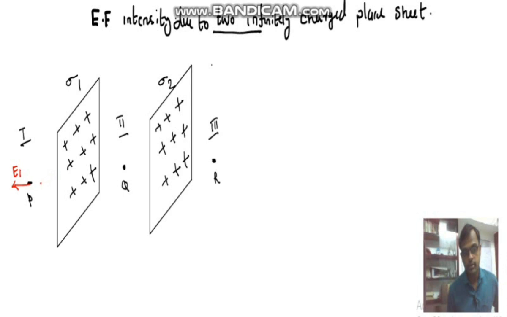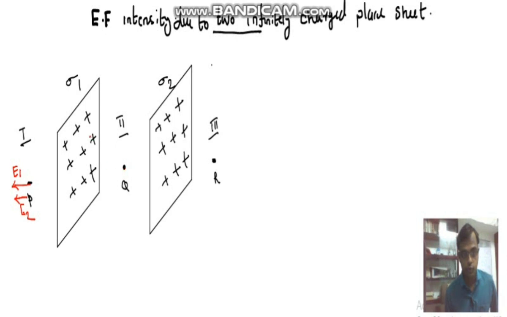Now just imagine what is the electric field at the point P due to the second charged plate. That is also in the same direction, so I can write here this is the direction of E2. Both are in the same direction but the magnitudes may not be the same. Now take the second point, that is in between the two charged plane sheets.